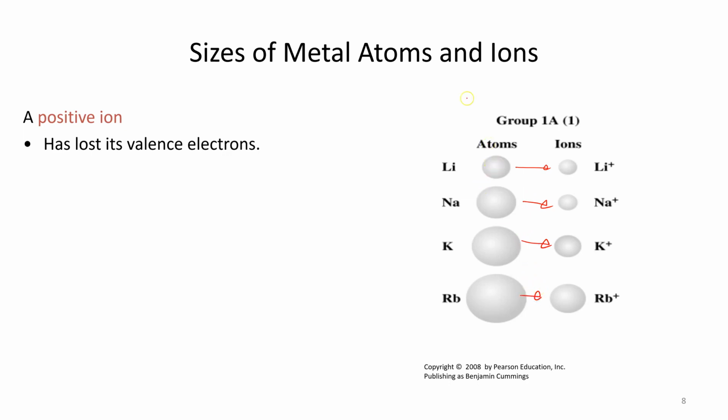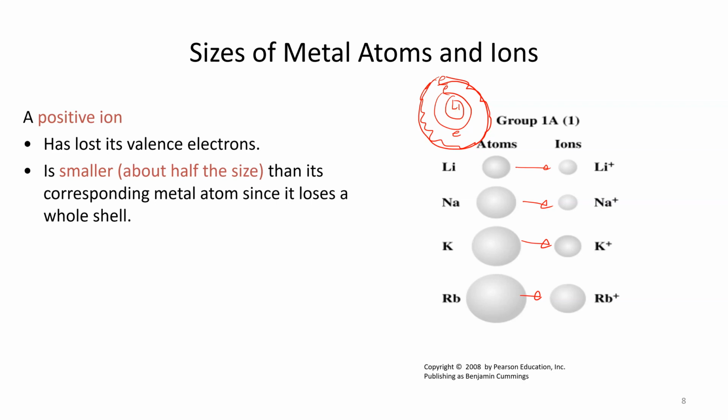Why? Because when lithium loses 1 electron, here's your lithium again. Here are your 2 electrons. When it loses 1 electron, it loses the whole ring. So now it only has 1 ring instead of the original 2. So that's why it gets smaller in size.